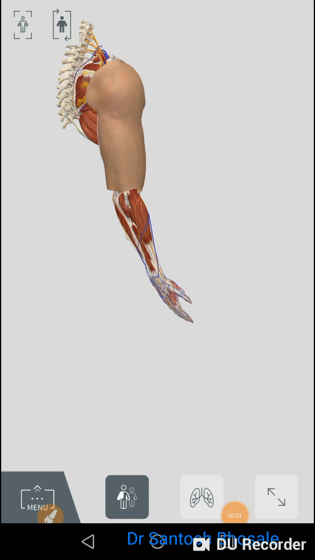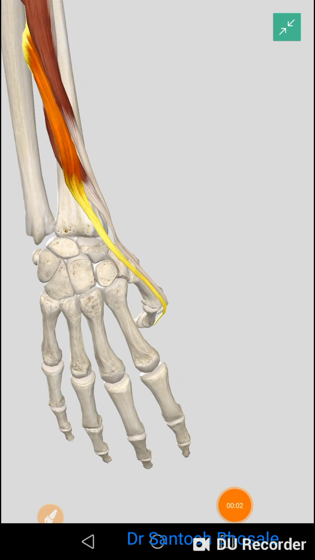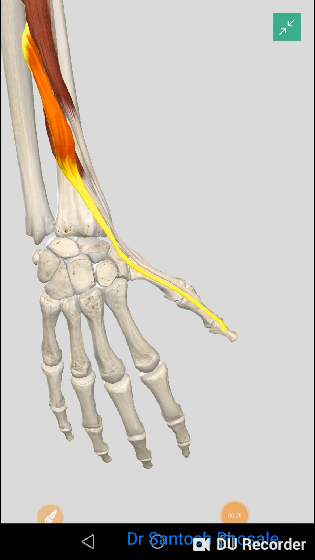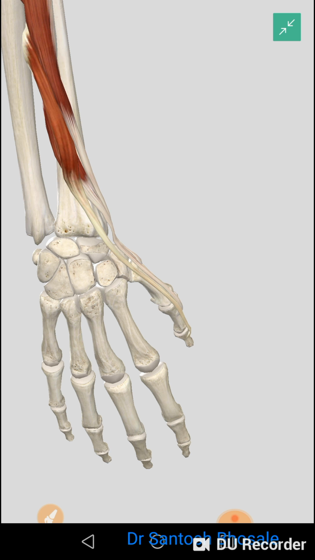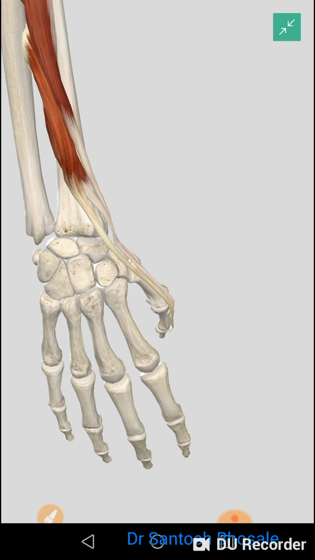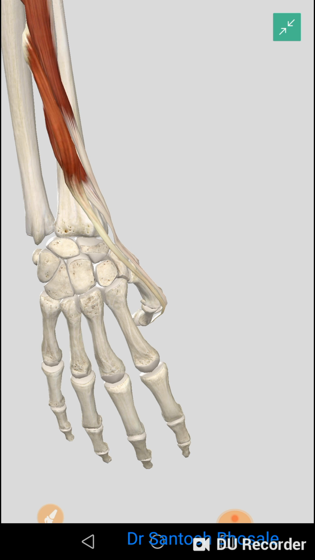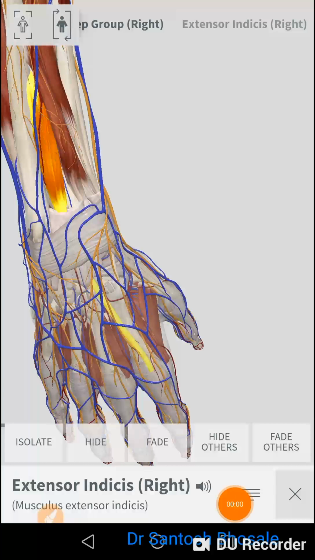So it helps in the extension of the thumb at the interphalangeal joints, and also the carpometacarpal and metacarpophalangeal joints, and also helps in the extension of the hand at the wrist joint.